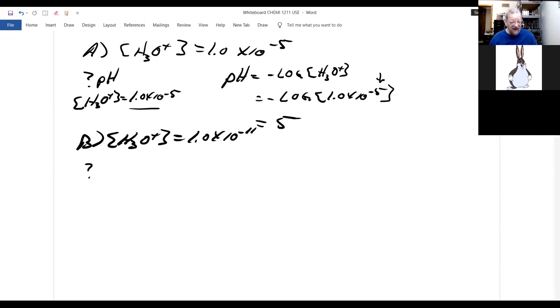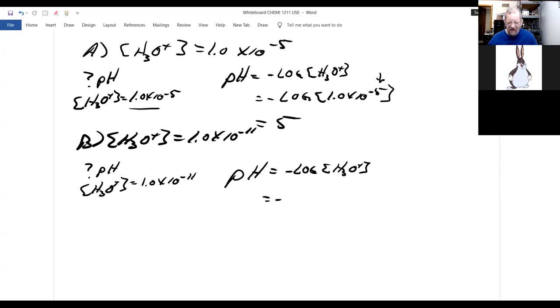So what are we being asked to find? pH. What are we given? The hydronium ion concentration, H3O plus, is equal to 1.0 times 10 to the minus 11. And from the important information, pH equals minus the log of the hydronium ion concentration. I'll put that in. And when this is 1.0, which will be on my test and final, and this is 10 to the minus X, minus the log of that number is equal to X, which in this case is 11. And that's how you do pH with Dr. White's gift.